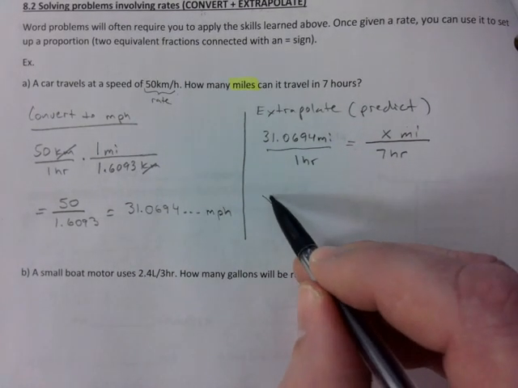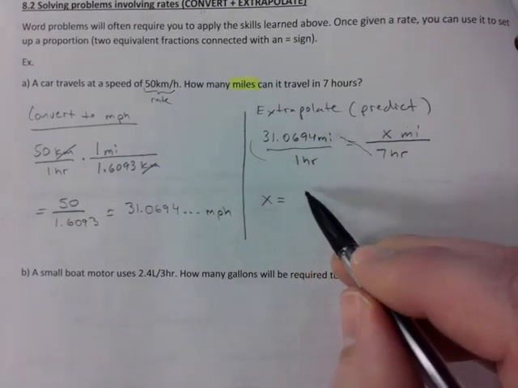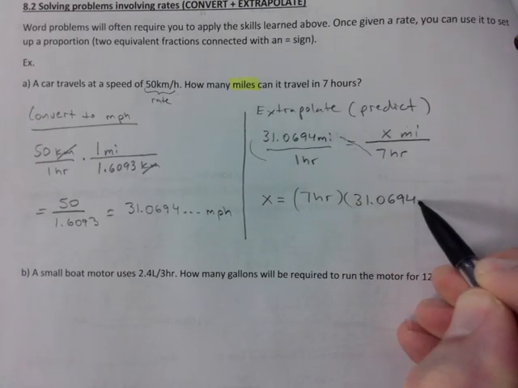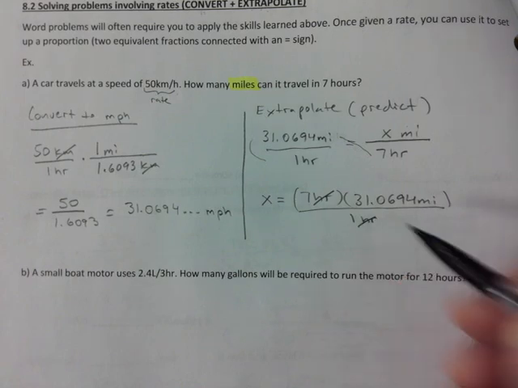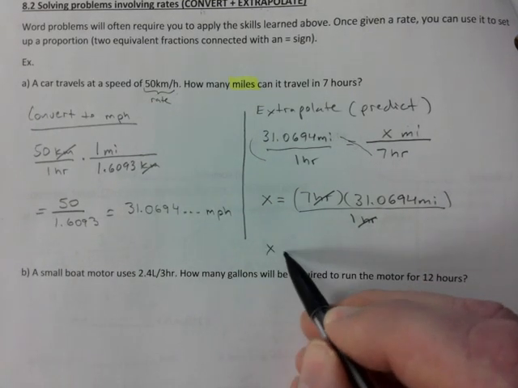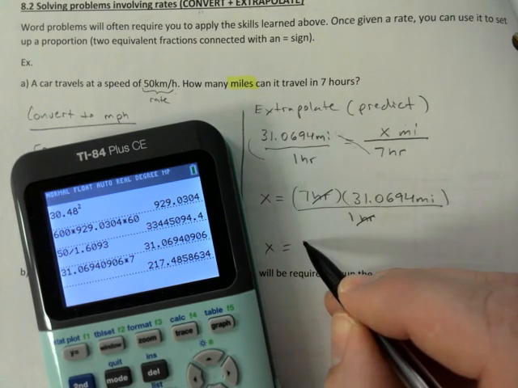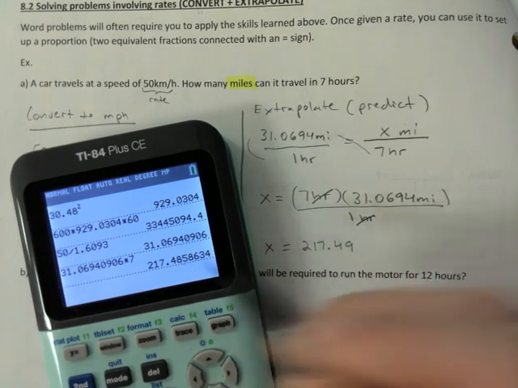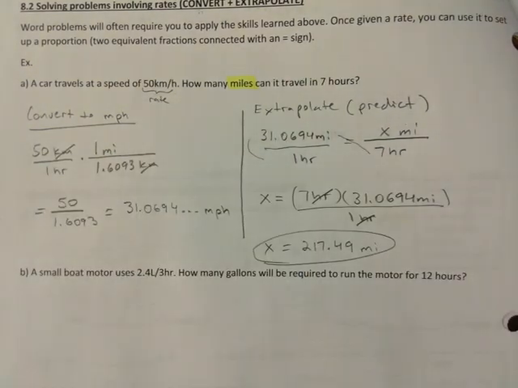So again, to find x, to find the number of miles, we start with the number, cross multiply, divide. So it's 7 hours times 31.0694 miles over 1 hour. And the hours cancel out just like that. So we're left with miles. I'm just going to grab this number, copy paste, times 7. So it's 217.49. This is where I round. 217.49 miles in 7 hours.